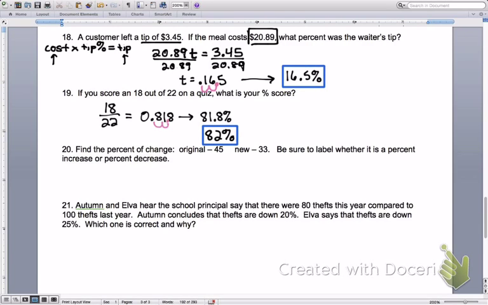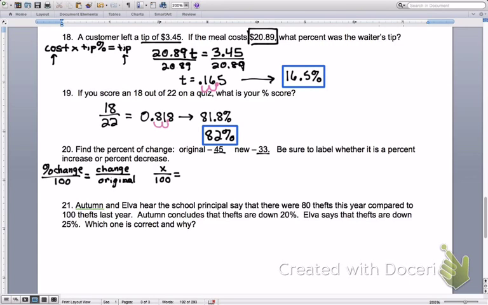All right, so we're going to find percent of change. We have the original and we have the new. So if you guys remember percent change, we use that proportion, percent change over 100 equals the actual change of value over the original. So we don't know the percent change, so I'm going to use the variable x. It's always over 100.